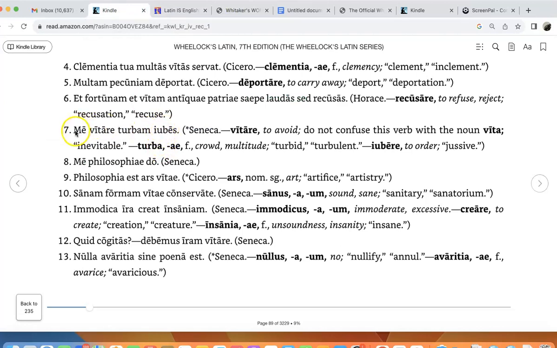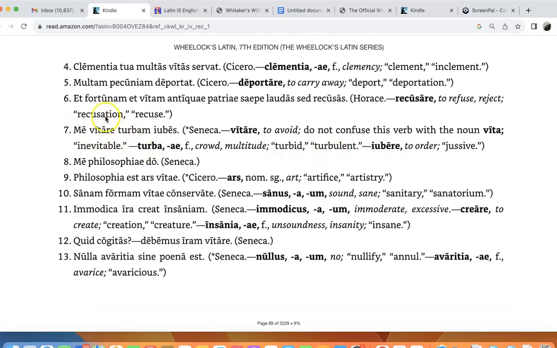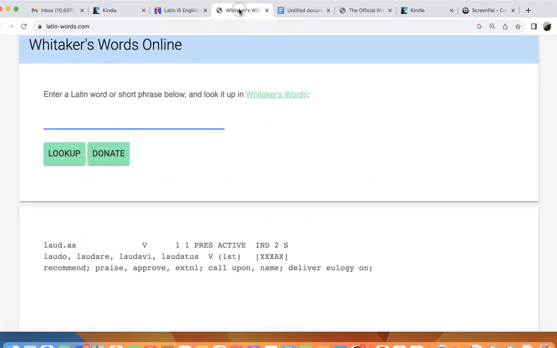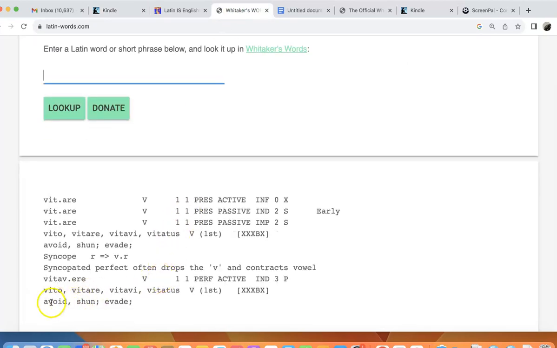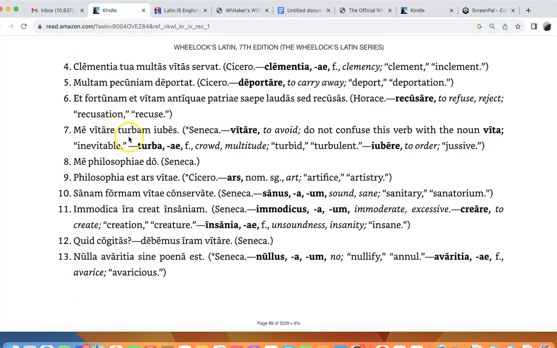So you order me. Vitare means to avoid. And if we don't know that, we have to look it up. Remember, there is a dictionary in the back of your book. So avoid, shun, evade. And you order me to avoid the turbam, the crowd. So Seneca was a Stoic.